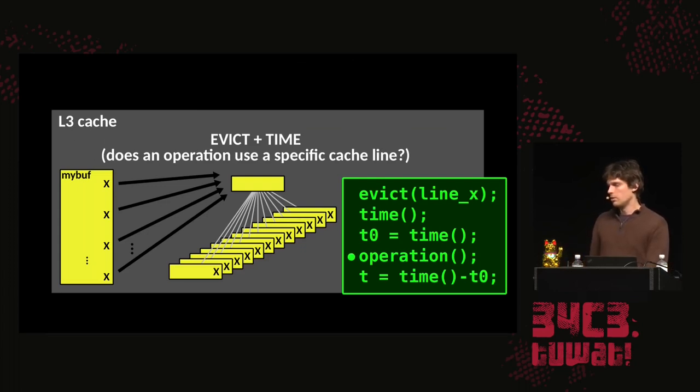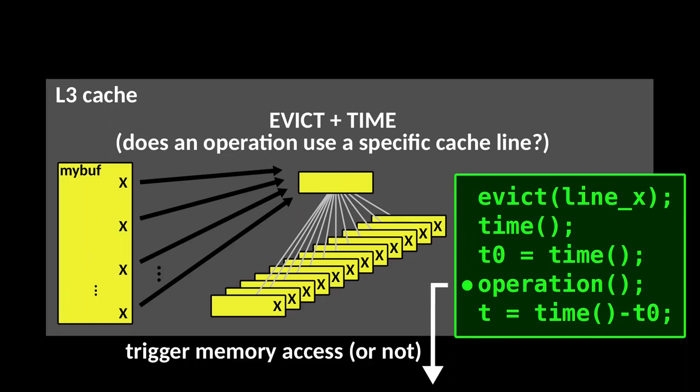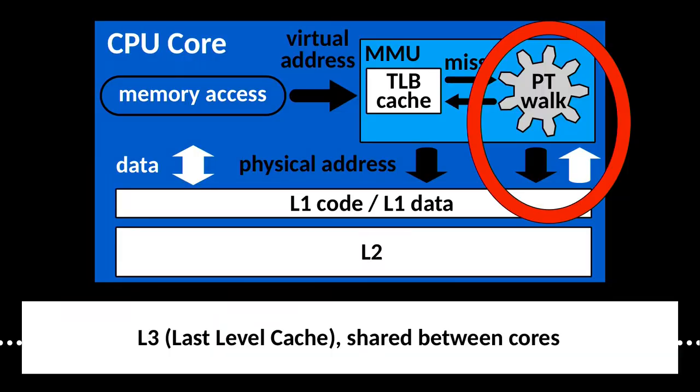So then we proceed to do an operation. We take a timestamp, we do an operation, and we time how long this takes. If this operation needs to do something with a cache line in physical memory which maps into this cache set, it will take longer because we'll have to do a memory access, and memory accesses are really slow compared to the CPU or cache hits on modern computers. So this way we can see if this operation depends on the physical memory location which maps into this cache set. So how does this apply to the page table walk, which we'll attack?